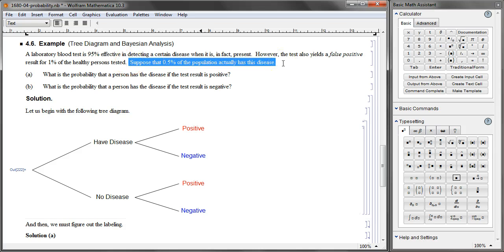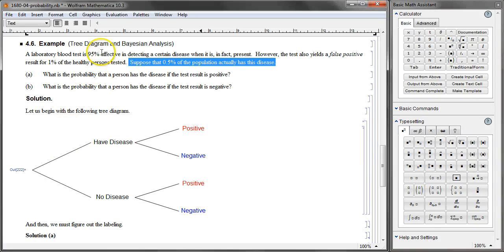0.5% of the population actually has this disease. This is not a conditional probability. This is the original. The original must go to the first branch. So 0.5% of the population, right here where the mouse is pointing, and by default, the other 99.5% have no disease. It'll have to go where my mouse is.